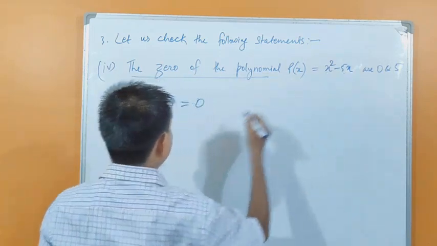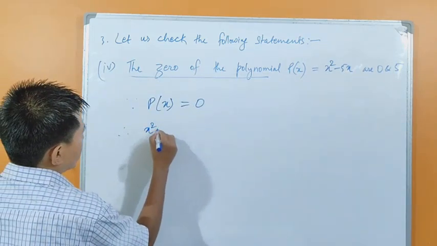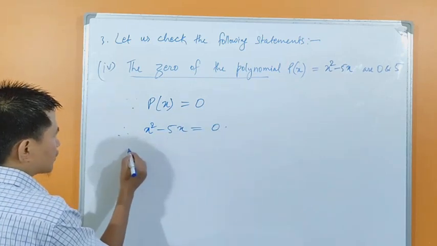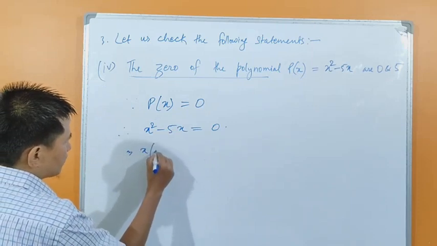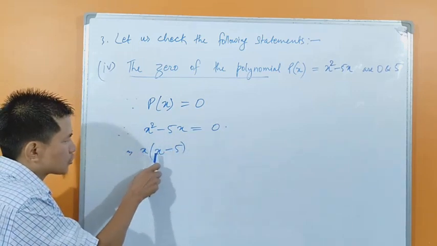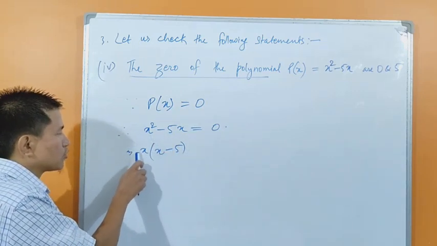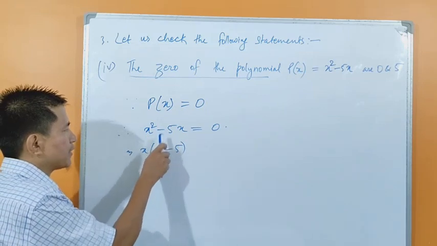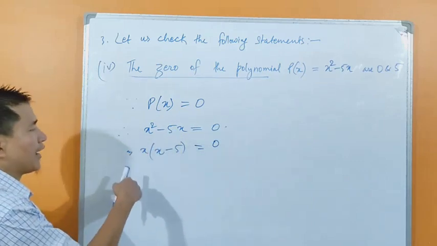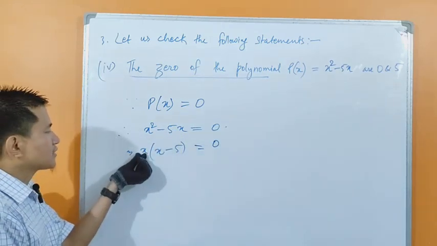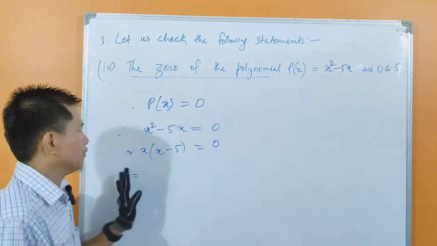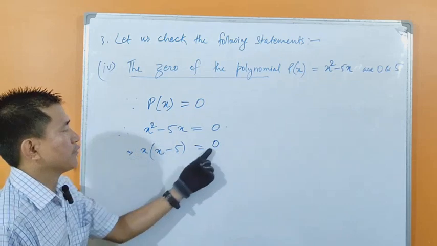So x square minus 5x equal to 0, isn't it? Let us take x common. X minus 5 remains inside the bracket. X into x is x square, plus into minus is minus, x into 5 is 5x, equals to 0. We took x common. Now since x is multiplied with x minus 5, x into x minus 5 equals to 0.